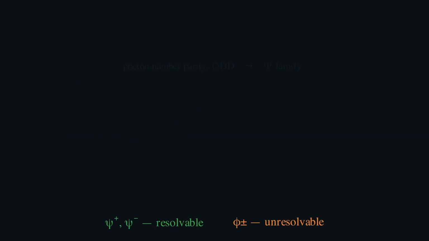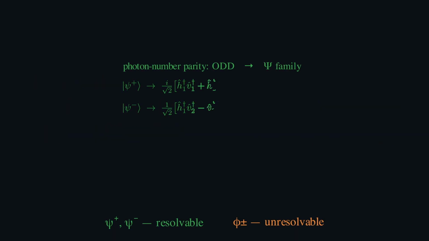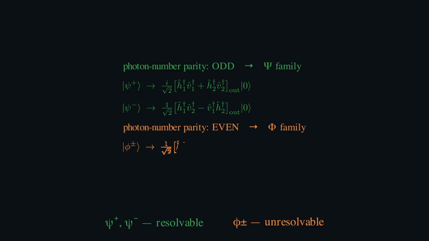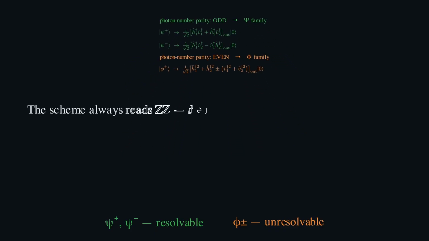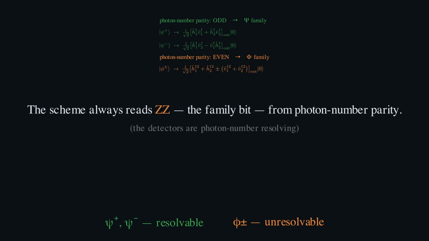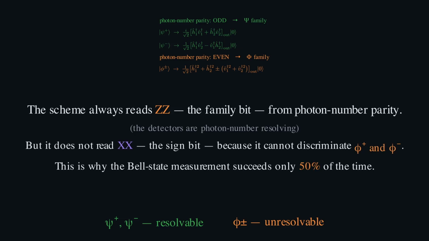Let's look at the equations a little more closely. The psi states are converted to these states at the output. The phi states convert into these states at the output. Notably, the photon number parity, which can be detected by assumption, is odd in the case of the psi family and even in the case of the phi family. This is why, despite the inability to discriminate between phi plus and phi minus, there is still an ability to discriminate whether the state that was incoming was psi or phi.